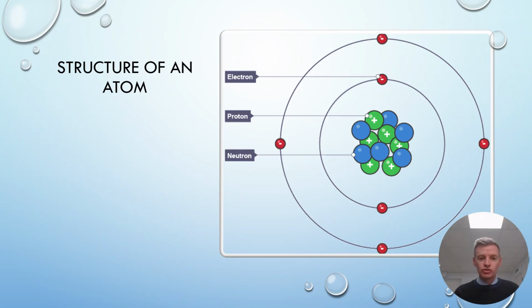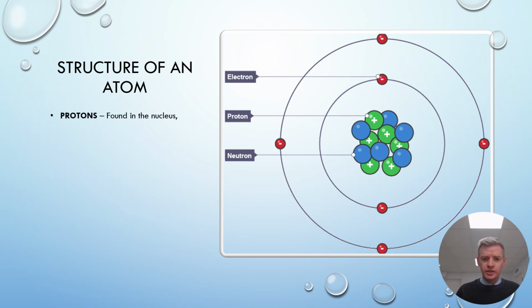I'm now going to look at the structure of an atom. And we're going to look at where the different parts of the atom are found within the atom. And the different parts within the atom are called protons, neutrons, and electrons. These are also referred to as subatomic particles. So we're going to look at each one in turn and where they're found within the atom.